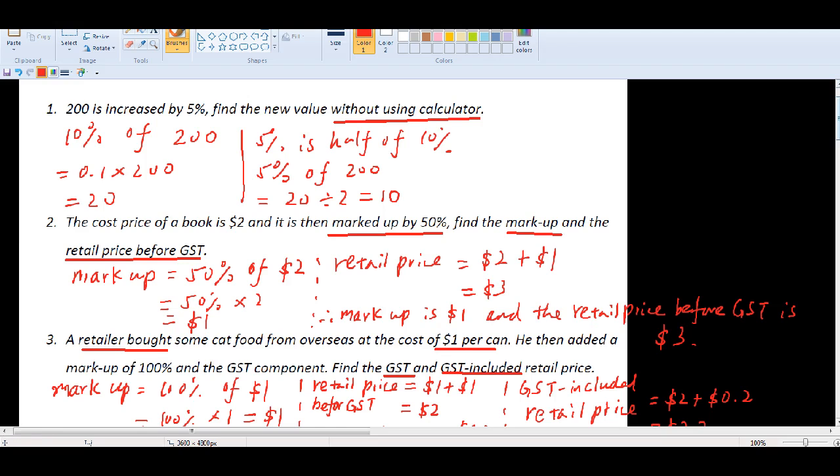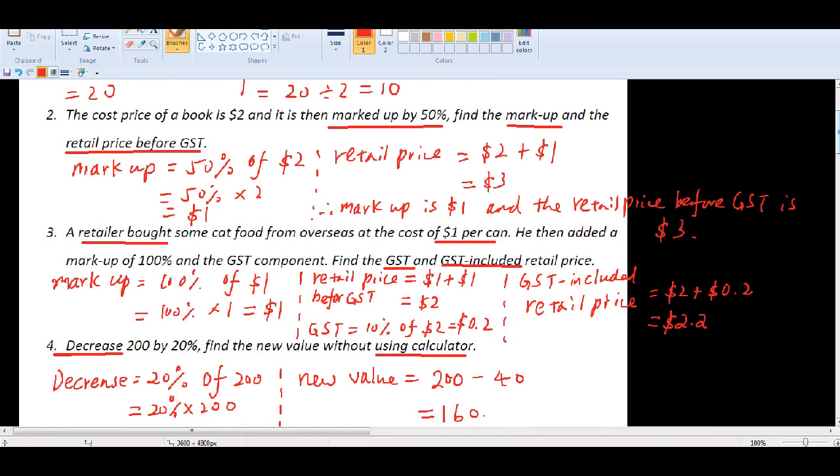Okay, so the second question is about markup. You have a markup, and you need to find the retail price before GST. So $2 is the cost price. So markup by 50% means the markup is 50% of $2, which is $1. Retail price means cost price plus markup, which becomes $3.